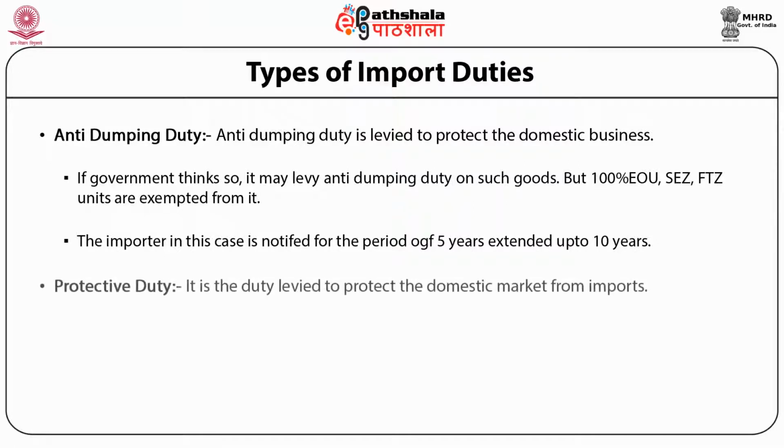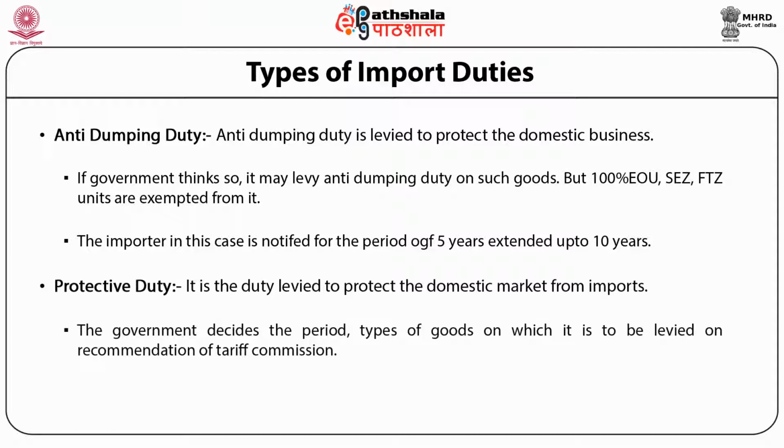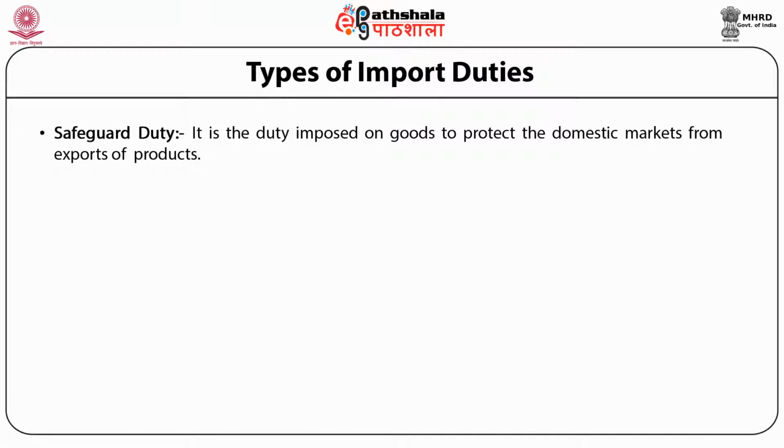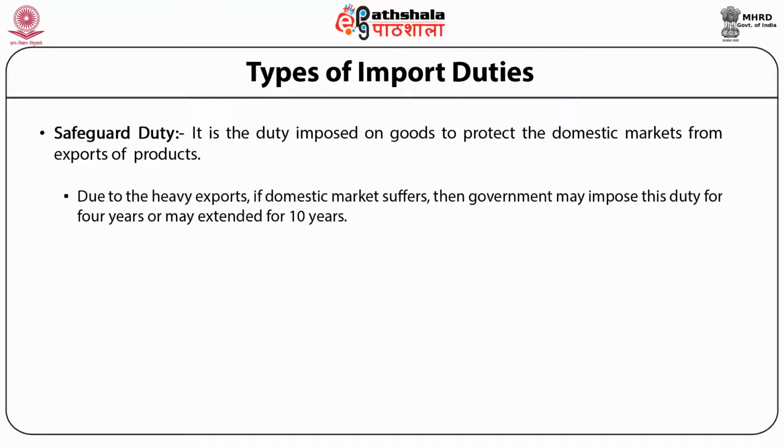Another type of duty is protective duty. It is a duty levied to protect the domestic market from imports. The government decides the period and types of goods on which it has to be levied on the recommendation of the Tariff Commission. Next is safeguard duty. It is a duty imposed on the goods to protect the domestic markets from imports of products. Due to heavy imports, if the domestic market suffers, then the government may impose this duty for 4 years or may extend it for 10 years.